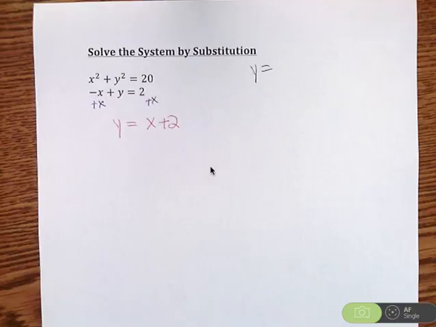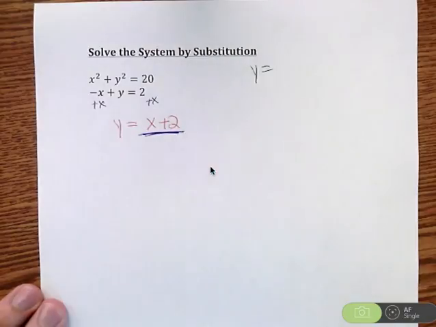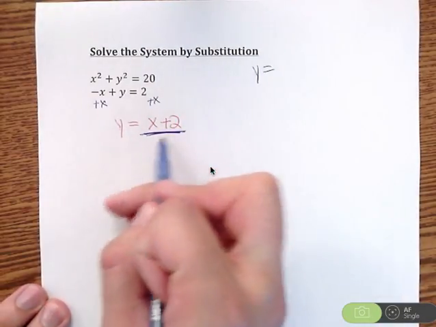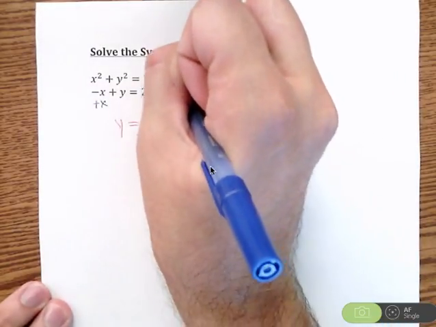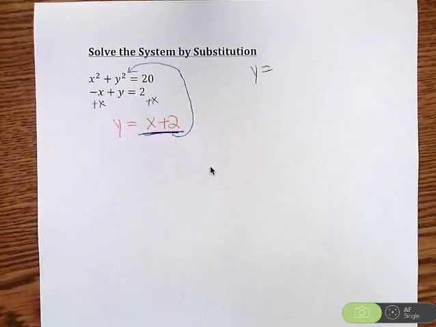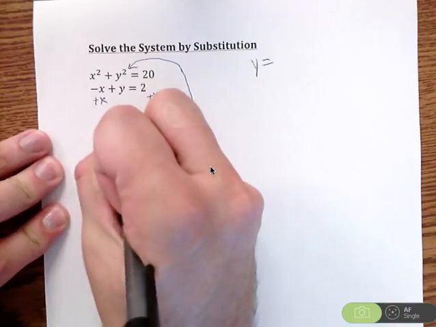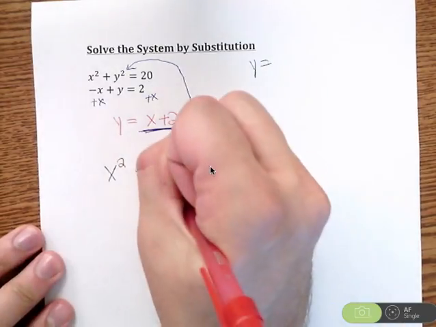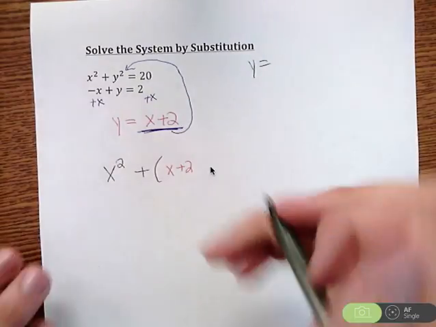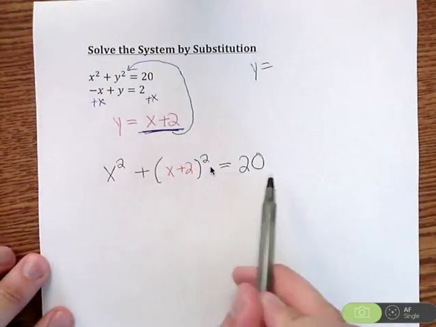After that, what I'm going to do is my substitution. So I know y is equal to x plus 2. So anytime I see y, I could substitute or replace it with x plus 2. So I'm going to take that and plug it in for y right there. As I plug this in, I'm going to rewrite this first equation with our new x plus 2 substituted in. So I'm going to have x squared plus, and since I'm substituting in there, I'm going to use parentheses, x plus 2 squared equal to 20.